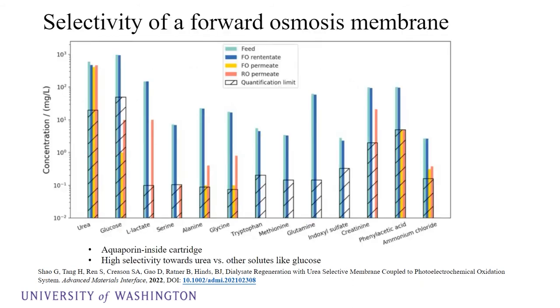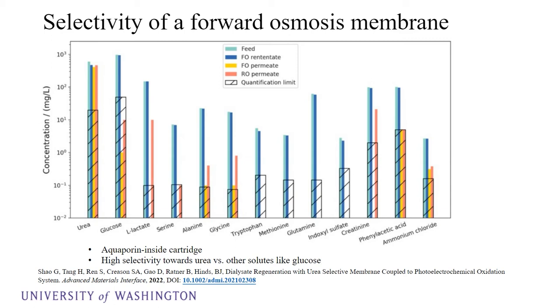And so we found this commercially available aquapowering inside cartridge, and we prepared samples of uremic retention solutes, and we sent the samples to Dr. Anna Scott and Dr. Andy Hufnagel in Seattle Children's Hospital and here at UW Lab Medicine to test their concentrations. And on the left axis, you can see the concentration in log scale. The cyan color is the feed concentration, and the orange color is the FO, which is forward osmosis permeate.